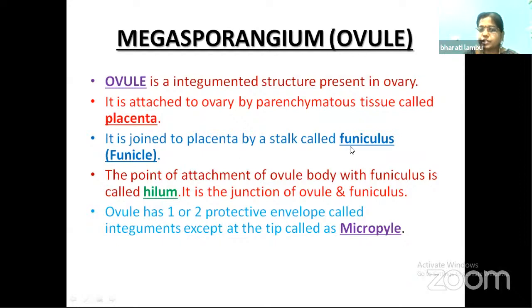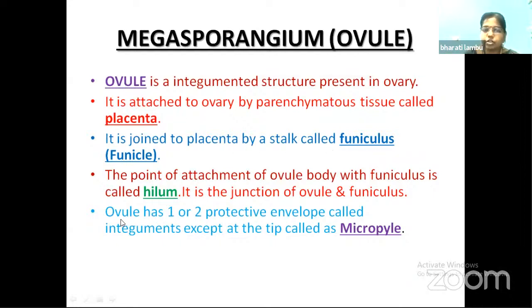And what is present between the ovule and the ovary? That is nothing but the placenta. And this placenta is attached to the ovule by a stalk called the funiculus.